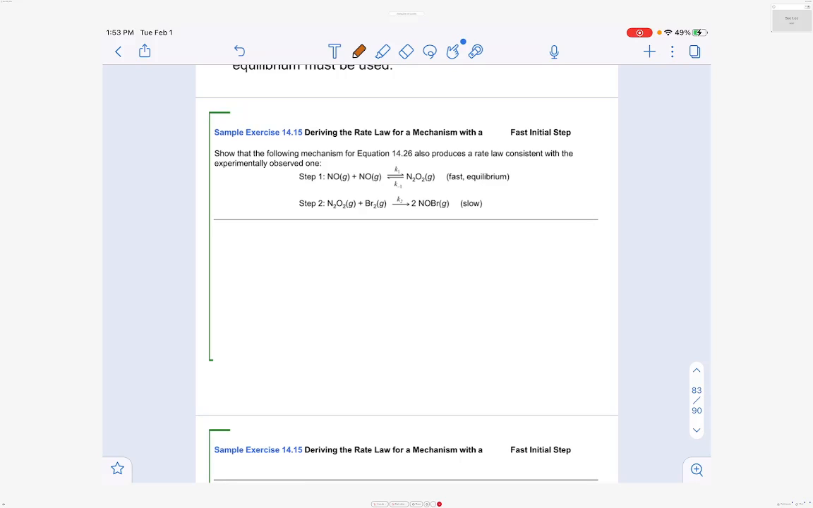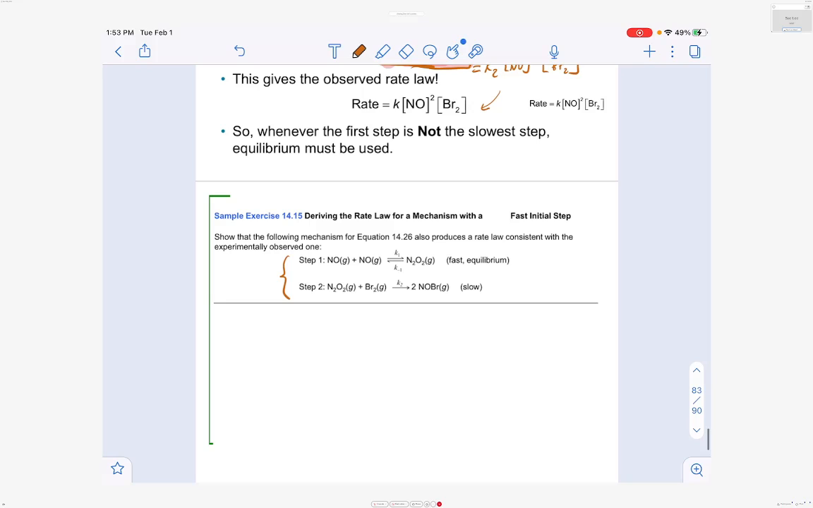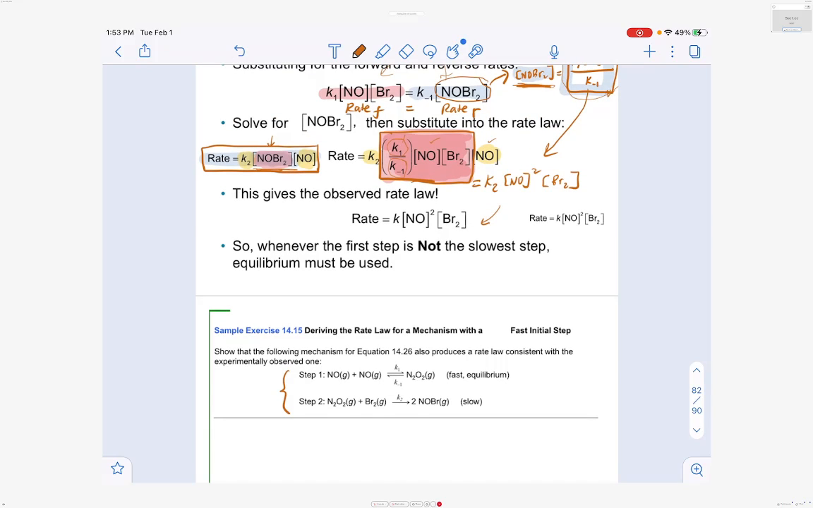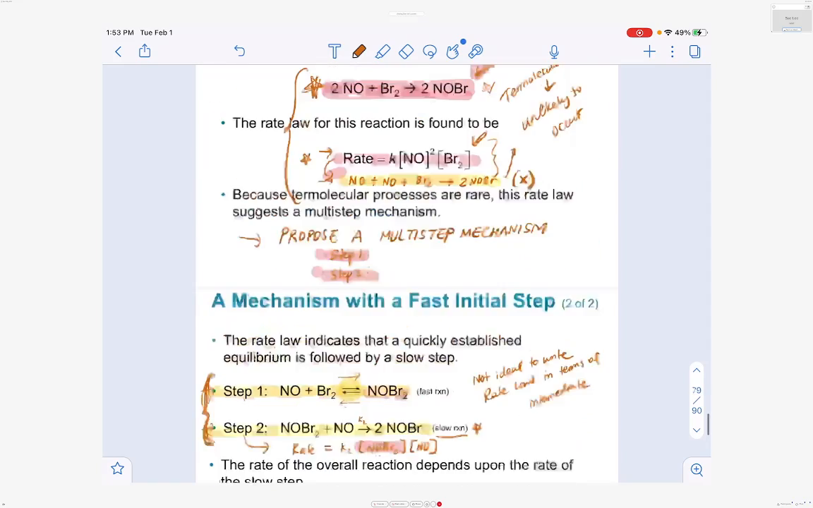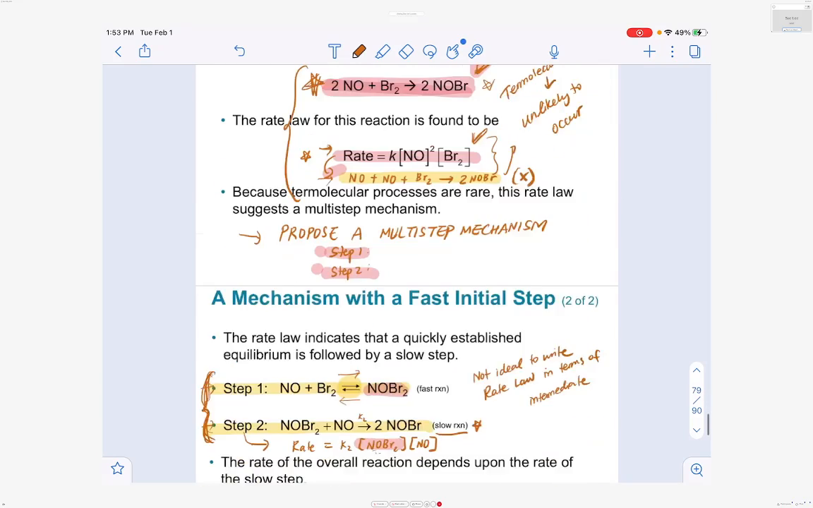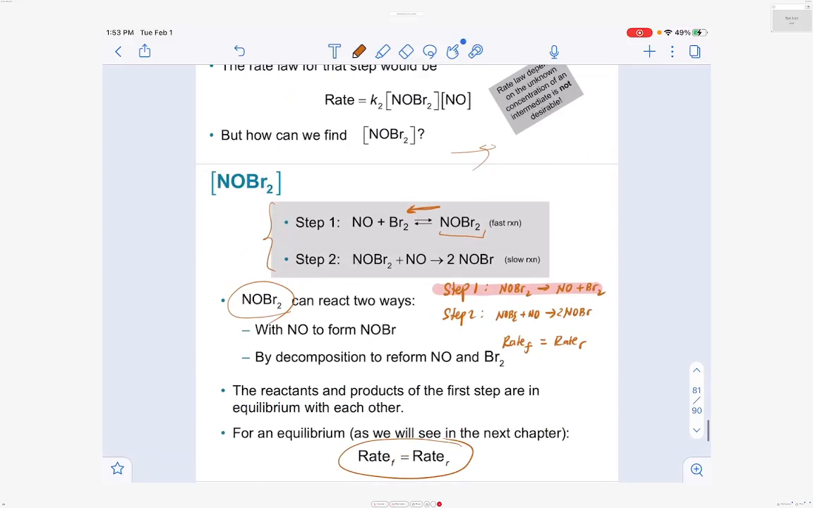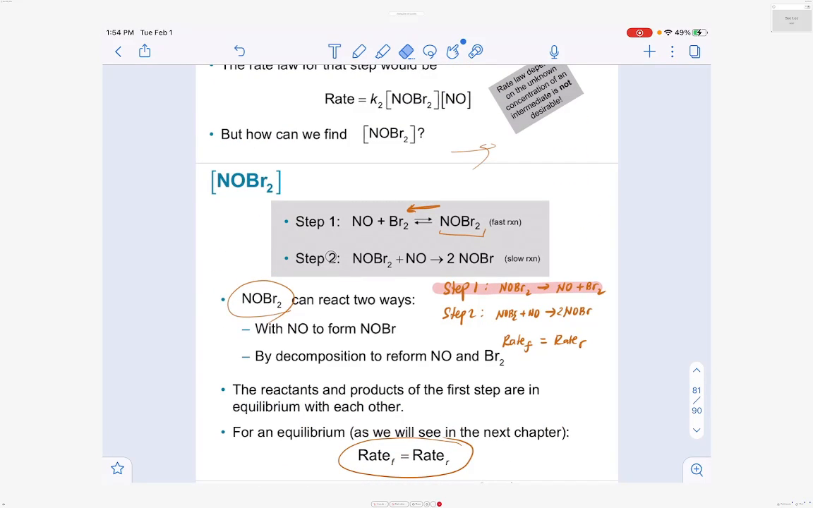So let's take a look at the equations. Let's say this is another equation that we proposed, step 1 and step 2. These equations are different from the ones that I proposed above. Let me copy and paste this.